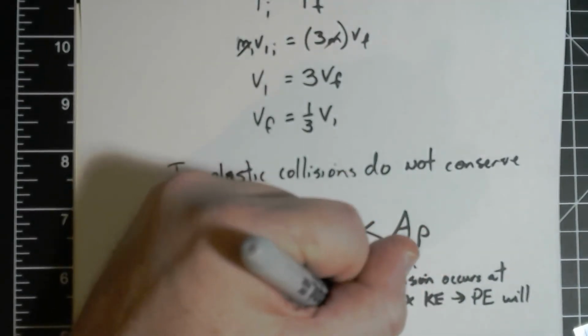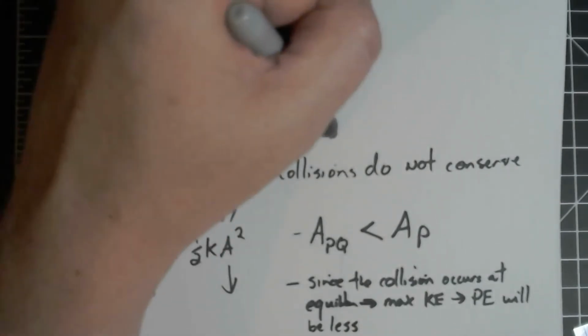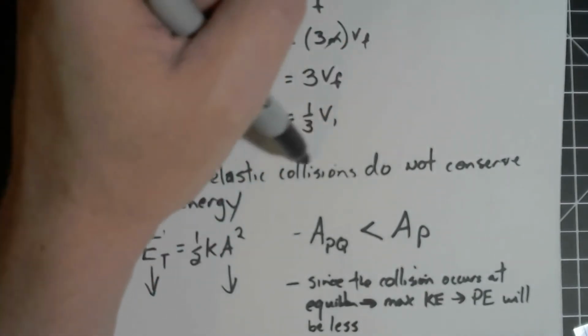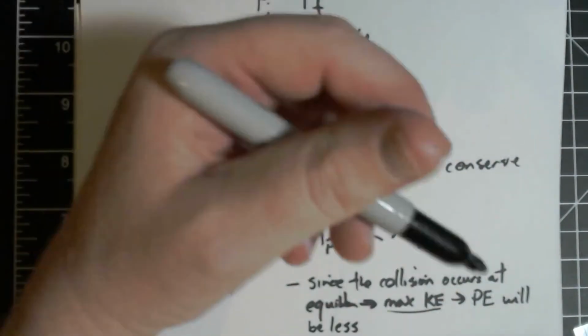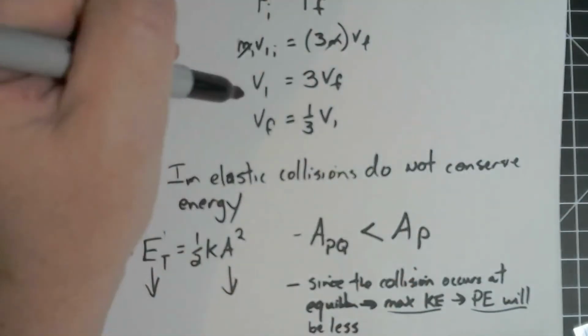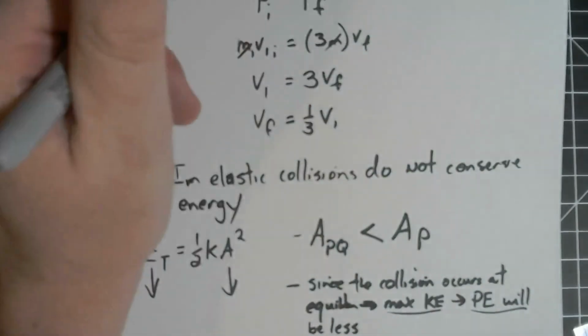as well. All right, so when you think about it, when you add this block, the speed goes down. It's 1/3 of the original speed. And because the speed is less, the kinetic energy is going to be less. And because energy is conserved, it has to stand true that the potential energy will be less. And potential energy depends on how far it moves, one way or the other.